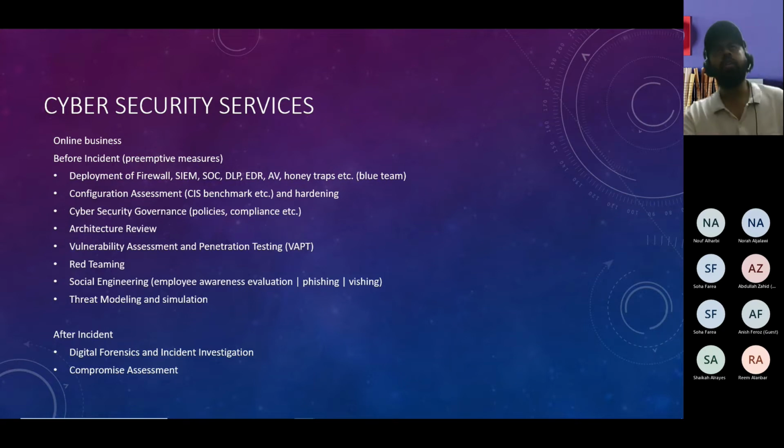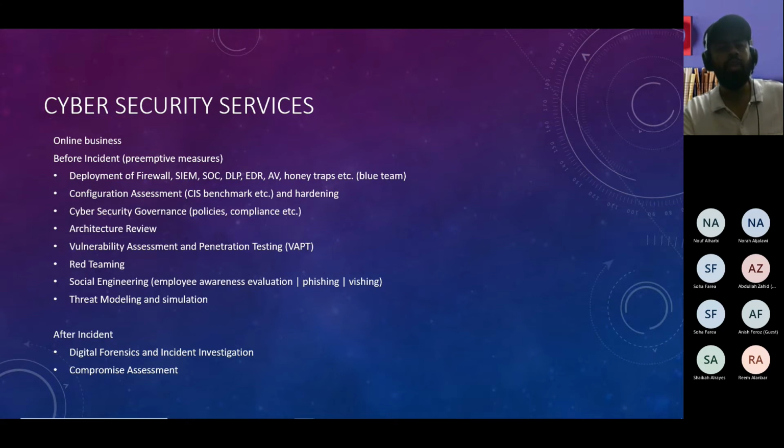Moving forward, just imagine that in your bank you have deployed all the IT infrastructure. Now the second problem that comes to your mind is whether these devices are properly configured. So there is another service, configuration assessment. You will then adopt the configuration assessment service. In this service, the people will come to your organization.